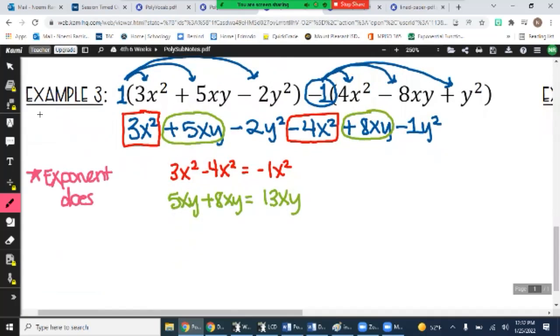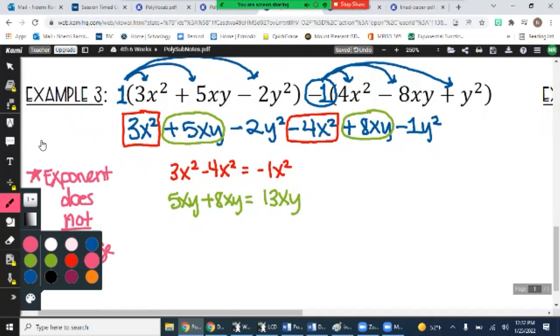I'm just going back over the rule that the exponent does not change. It will come up tomorrow because we're going to apply both rules in one lesson. So I just have to go back over that.